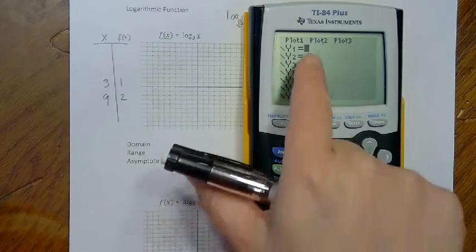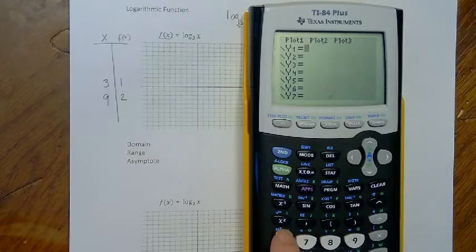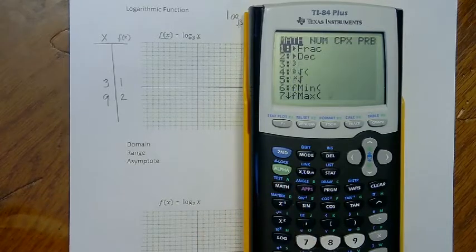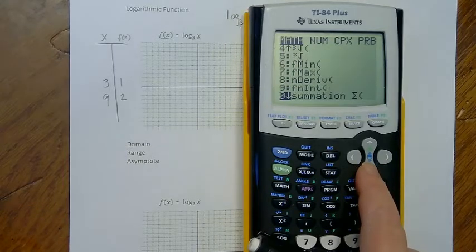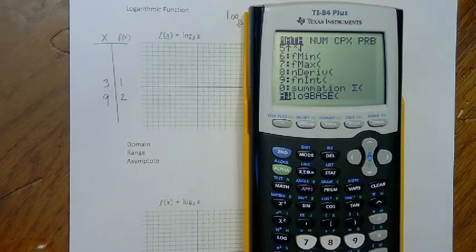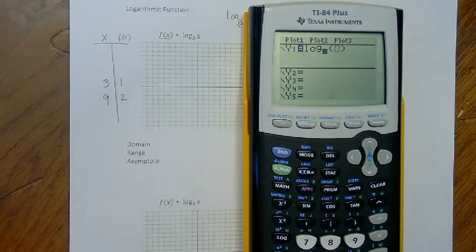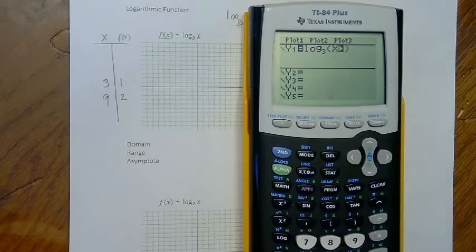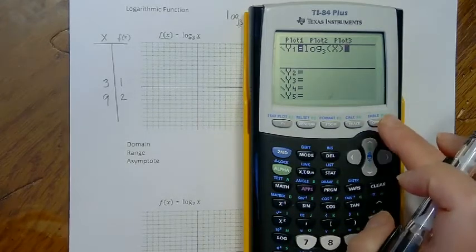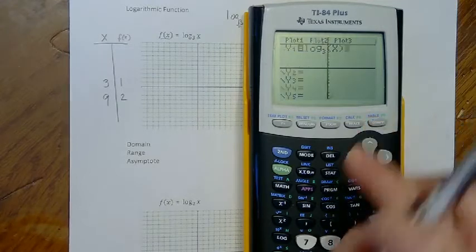To get the log to come up, I don't want to push this log button because that would be the common log, base 10, and I want base 3. So I'm going to push math, and then scroll down until I see the one that says log base, and then hit enter. Then I put a 3 here and an x here because I want to look at the table of values for this. If your calculator doesn't have this button, I'm going to show you in just a minute how you can do it on the other calculator. Then I'm going to hit graph.